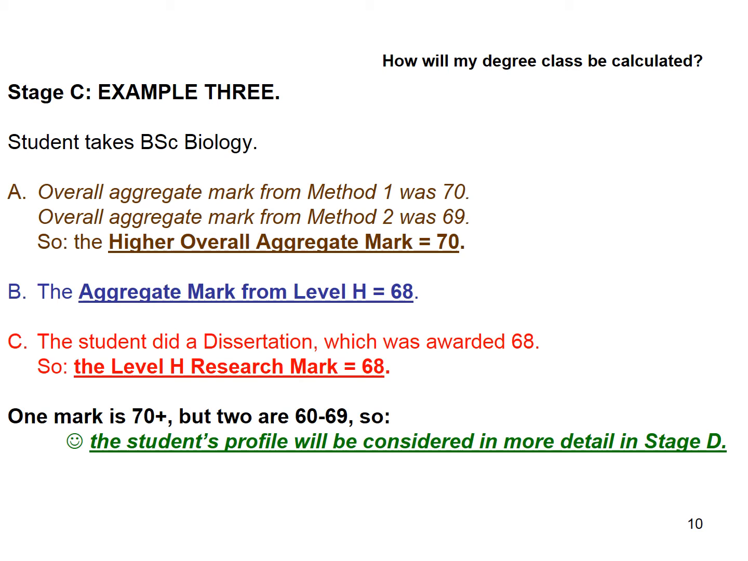Now in this case, 1 mark is 70 in the first class band, but 2 of the marks are between 60 and 69. So in this case, we will consider the student's profile in more detail in stage D.